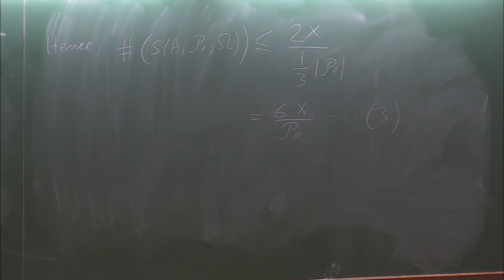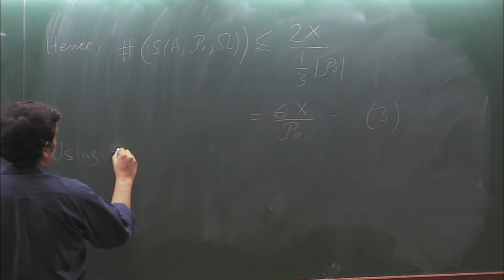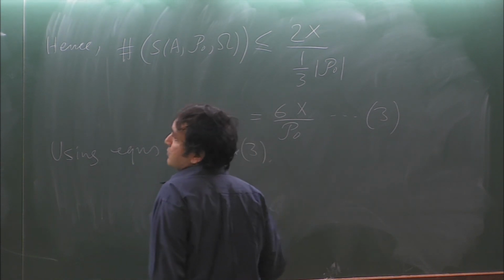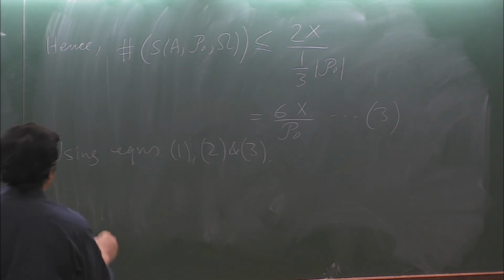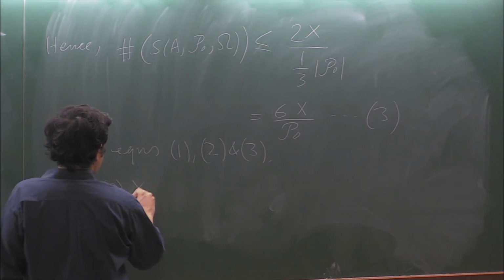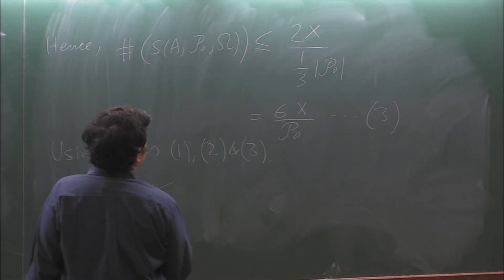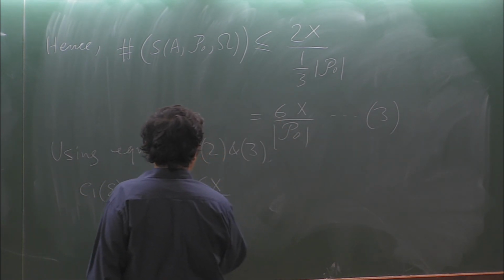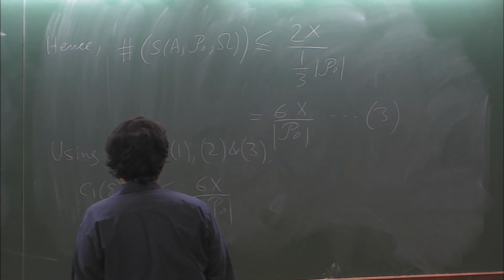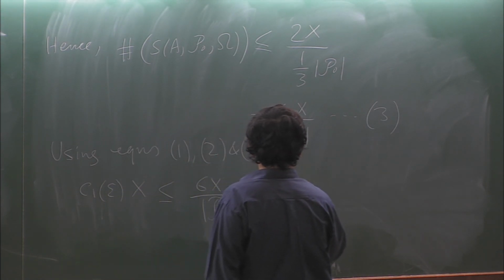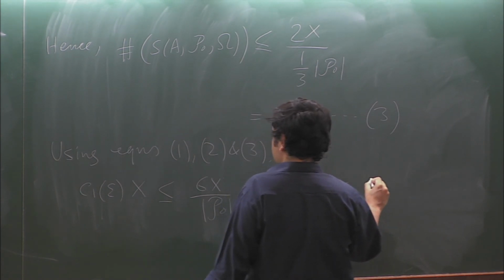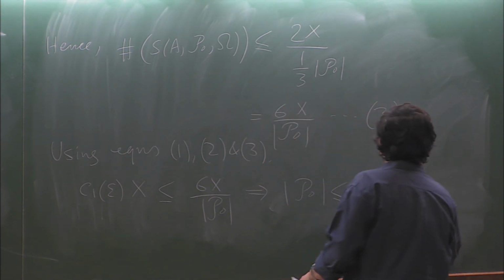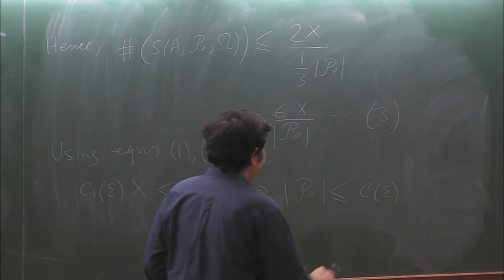So using equations 1, 2, and 3, what do we get? We get C1(epsilon) x must be less than or equal to 6x over the size of P naught, which implies that the size of P naught is less than or equal to some constant C(epsilon). Sorry, x gets cancelled, some constant depending on epsilon.